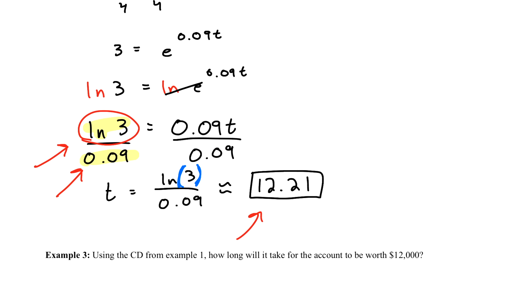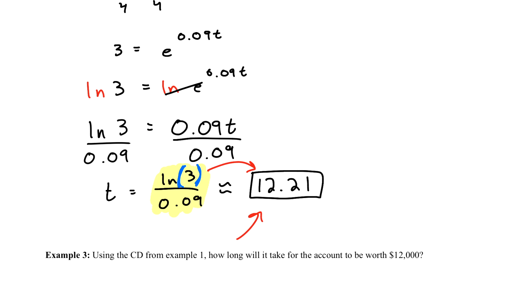So my advice to you as you're working through these problems is not to round anything until the very, very last step of your problem. Please wait to round these until the last step. Once you have t, or whichever variable you're solving for, once you have that variable by itself, then you can go ahead and type that into your calculator and get a decimal approximation.